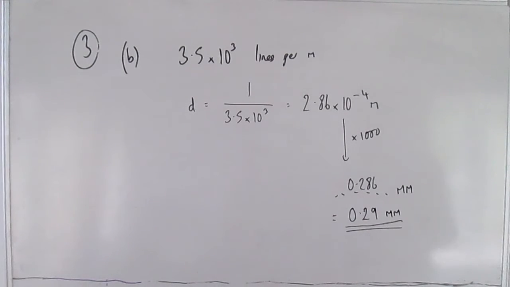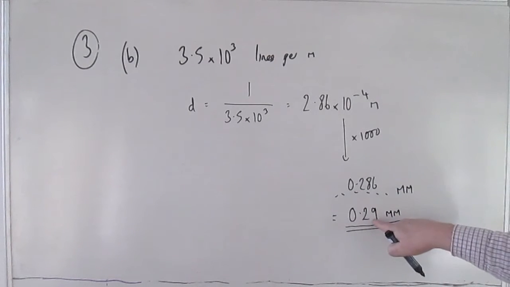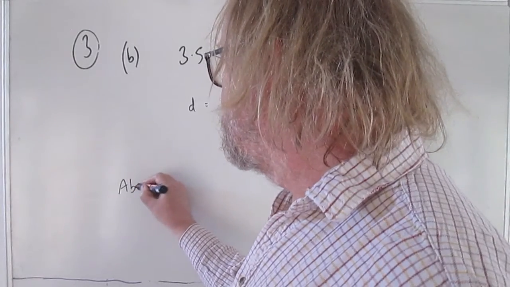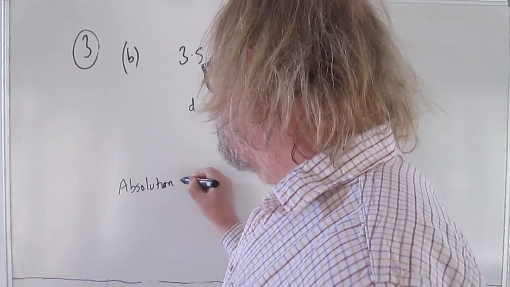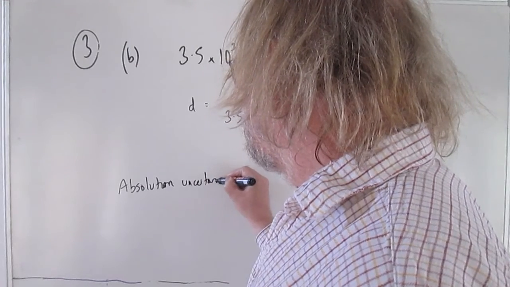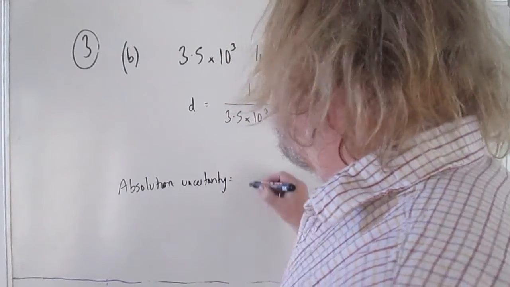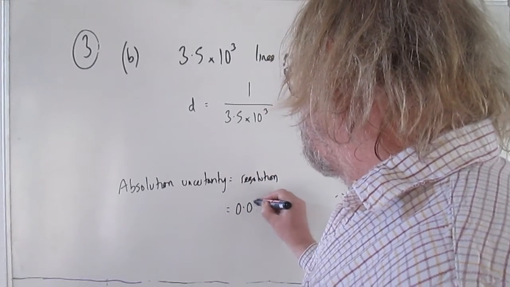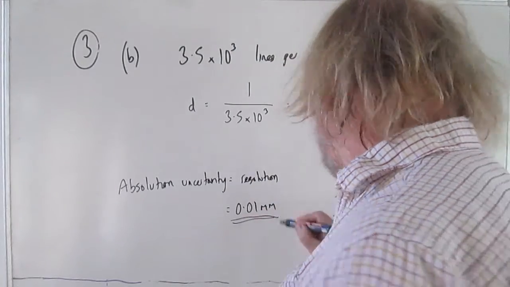So it then wants to know the absolute uncertainty on that number. And again, that's a difficult thing to work out rigorously, but we just go by working it out from the resolution of the number we've put down and say, well, that's correct to the nearest 0.01 millimetre. So the absolute uncertainty, which is what it asks for in the next part, is the resolution, which is 0.01 millimetres.